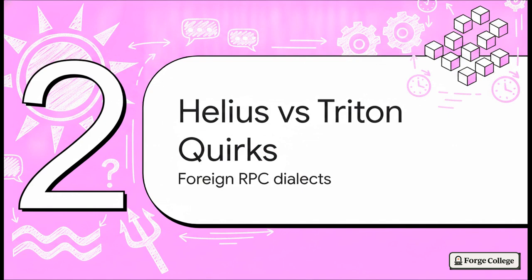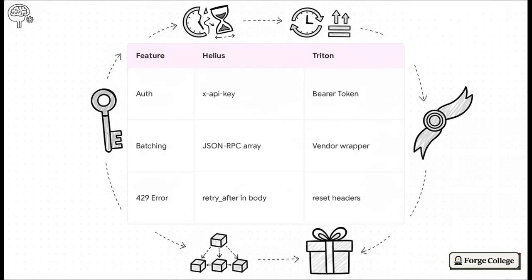We need to inspect these foreign dialects. To build an adapter that actually works, we have to deeply understand the weird eccentricities of these two incredibly popular Solana providers. I mean, sure, they both serve up the exact same Solana blockchain data, but how they want you to ask for it and how they tell you to slow down, completely different. Take authentication, for example. Helius demands an X-API-Key header, but Triton? They expect an authorization bearer token.